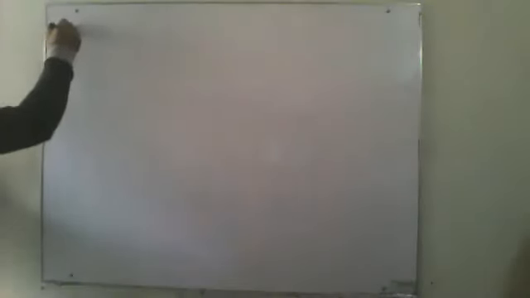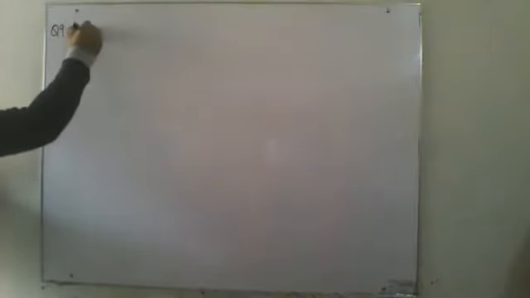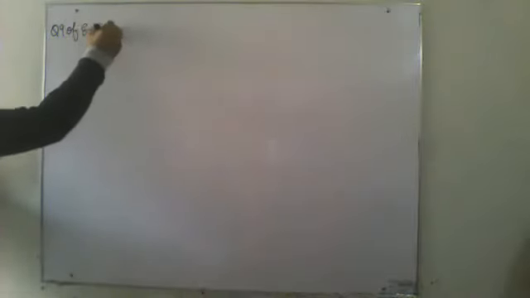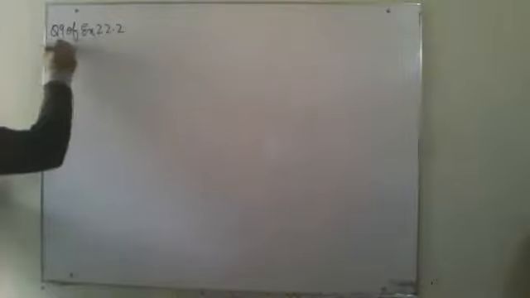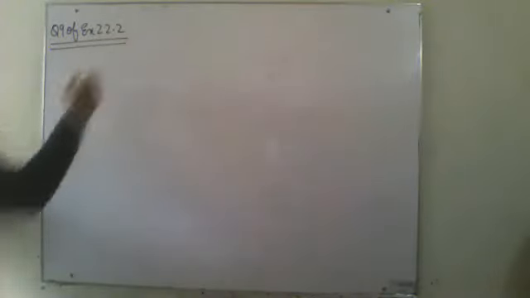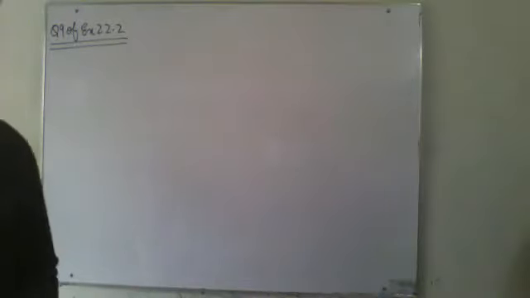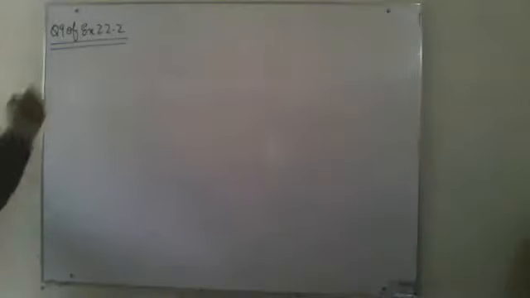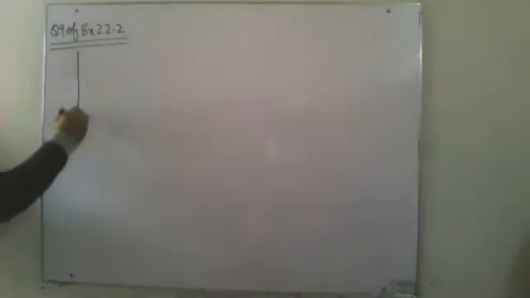Question number 9 of exercise 22.2. They are giving us some information, and in part A, they are saying sketch the velocity time graph. So I'm directly working with this sketching of the velocity time graph.